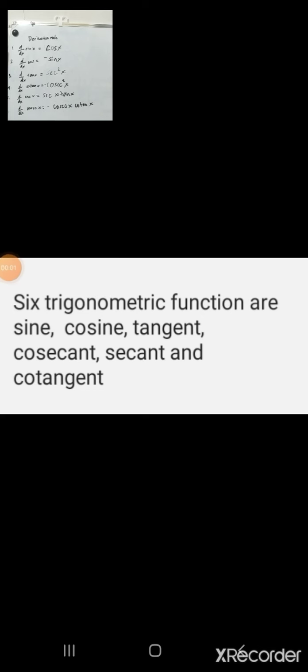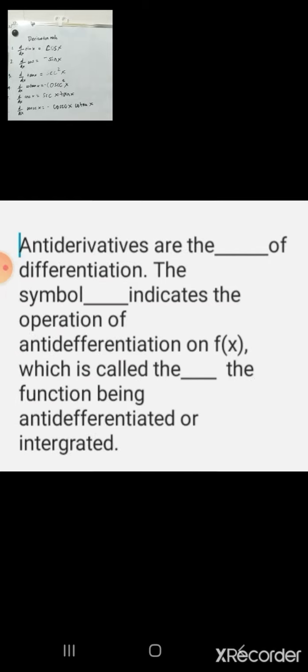How did we get our answer? Based on the definition of antiderivatives, we simply reverse the rule, put the integral sign, and add a constant. Based on our activity and discussion earlier, let us now define antiderivatives.